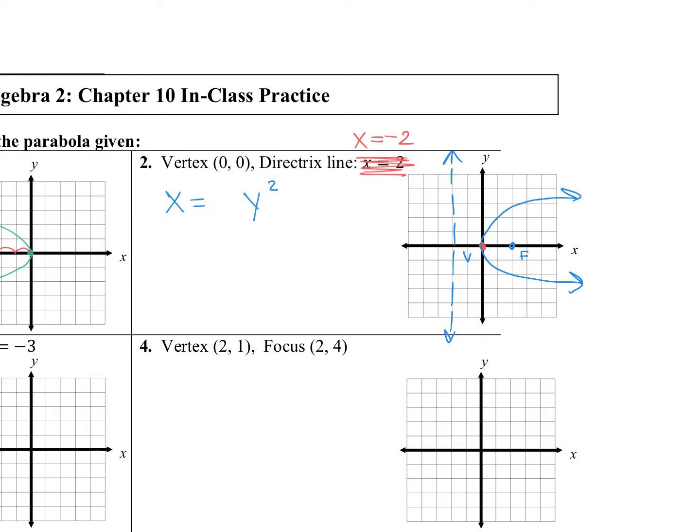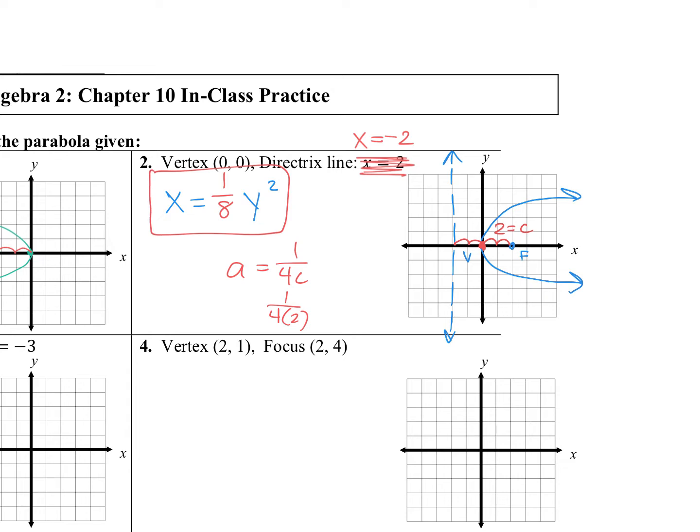The focus is, if this is my vertex to my directrix, it's got to be the same distance the other direction. Okay, so A is always going to be 1 over 4C. What's our C value right now? A positive 2 from vertex to focus, right? So this right here is our C value. So 1 over 4 times 2 would be 1 over 8, and that is your equation.